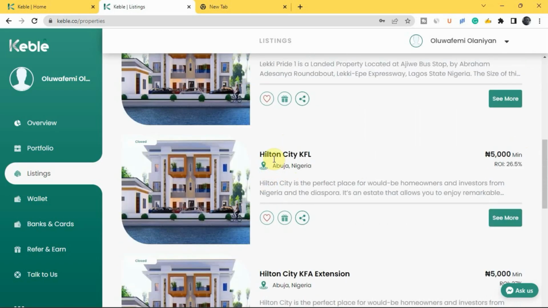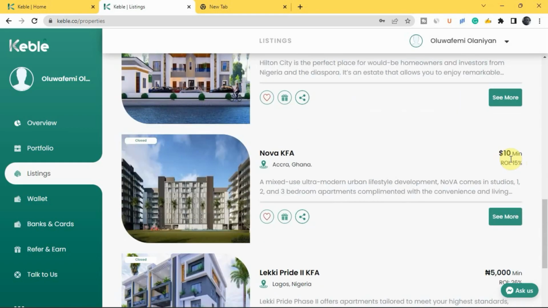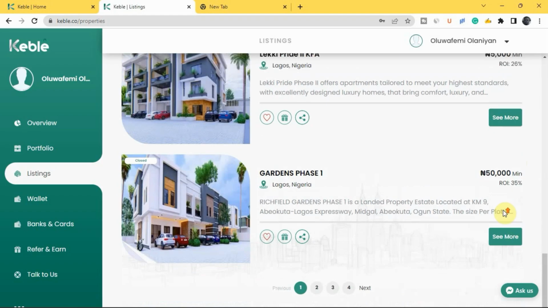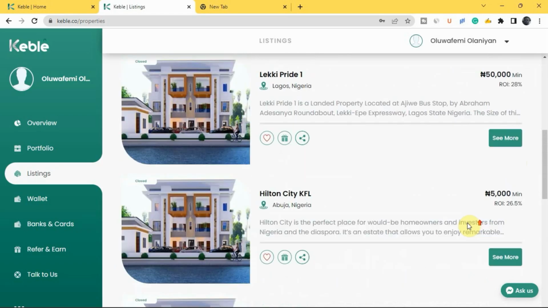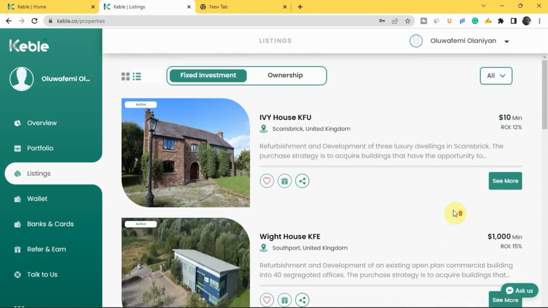And the next one, which is Hilton City KFL in Abuja, you see that you can earn 26.5% ROI on your money. And there are also different ROIs for the other investments. So the ROI you get depends on the property you are investing in.